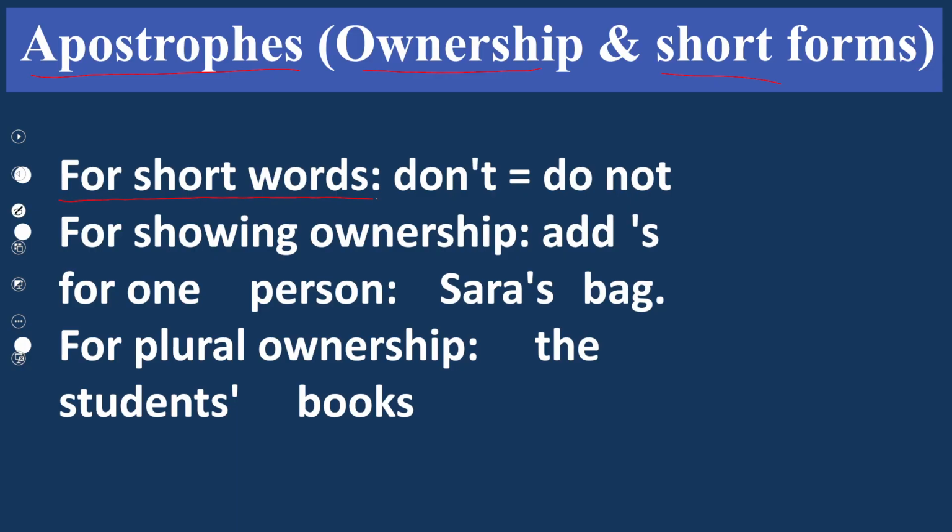For short words like this, we use the word don't, but the exact and full word is two words, do not, and we combine them. If we want to combine two words and convert them into one word and make its short form, we use an apostrophe. Now look at this. One explanation is needed here to clear the concept. These two things, this and this, they look similar.